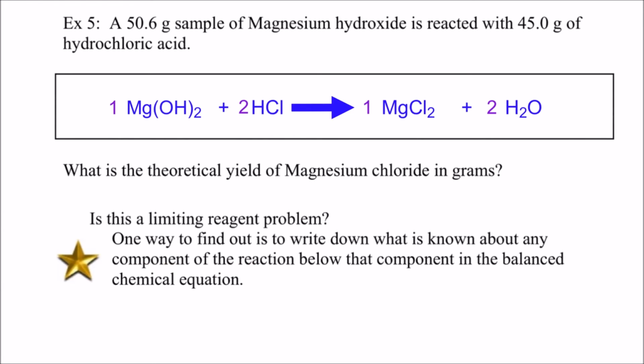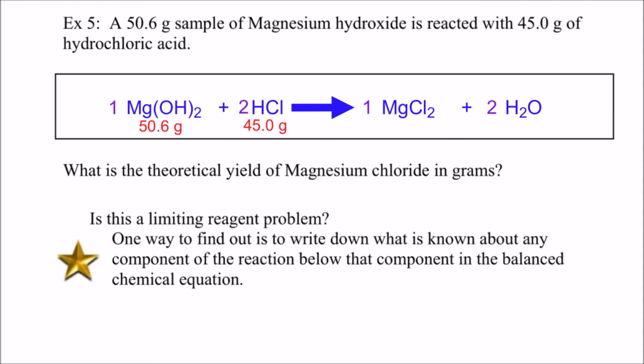In other words, any given information that they give you about any of the compounds in the equation, write down that information underneath that compound. Alright, so you'll notice that we were given information about more than one reactant. That automatically means this is a limiting reagent question.